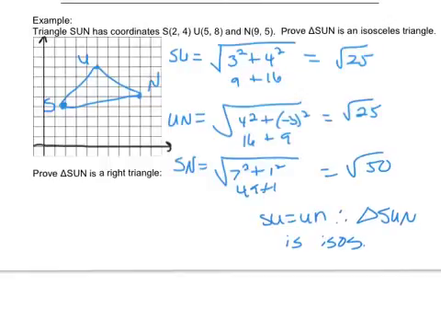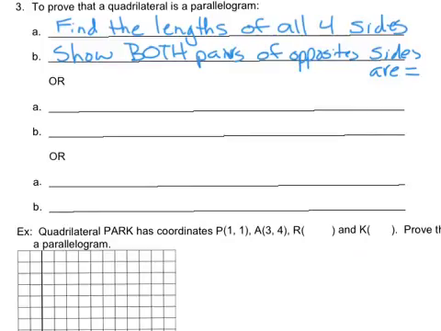Now, you don't have to do much more work to prove it's a right triangle because you already have the 3 distances. Since you already have that, I would use the Pythagorean theorem to show it. So that's up to you to do, and then we're going to go over it in class.